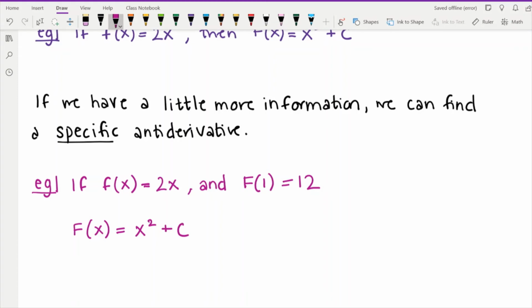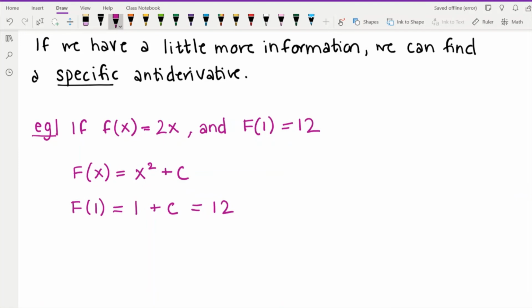But now that we know that f of 1 is equal to 12, we can use that information to figure out what c is, right? So if we plug 1 into this function, we would get 1 plus c. And according to the information we're given, we're told that 1 plus c is equal to 12. And so what does this tell us about c? It tells us that c has to be equal to 11.